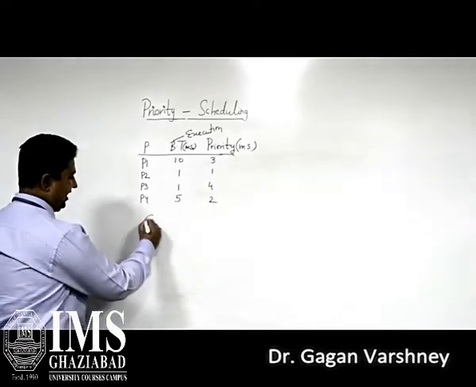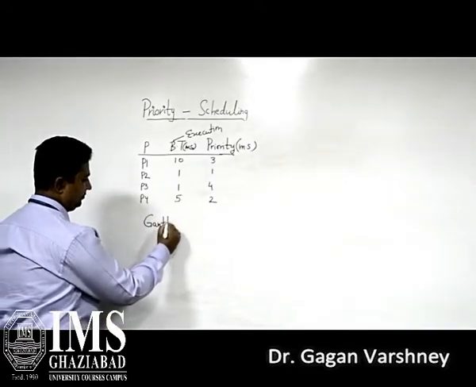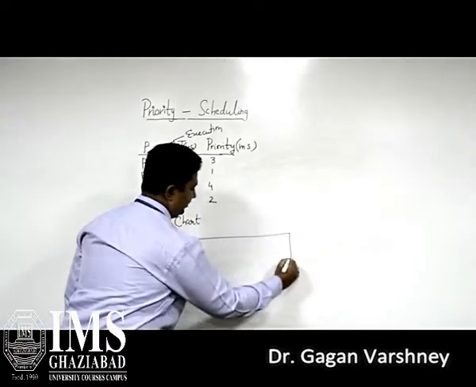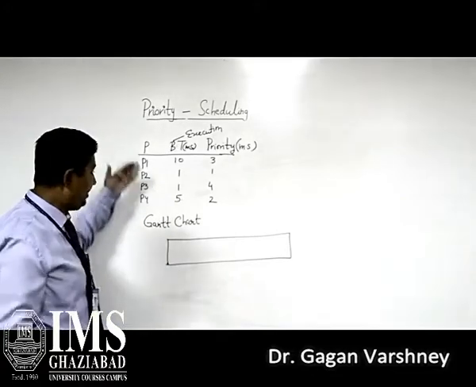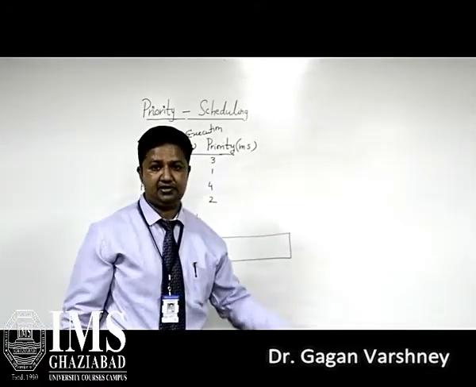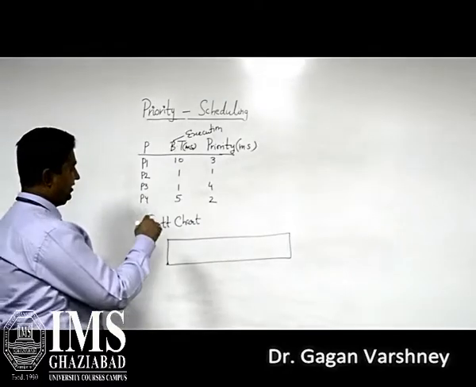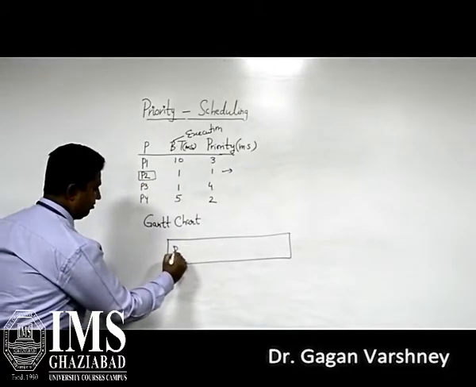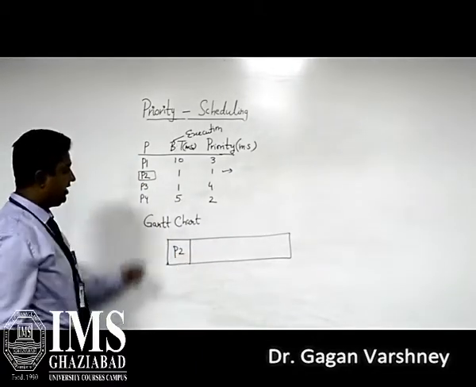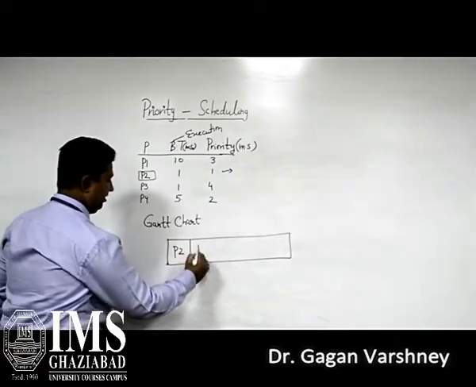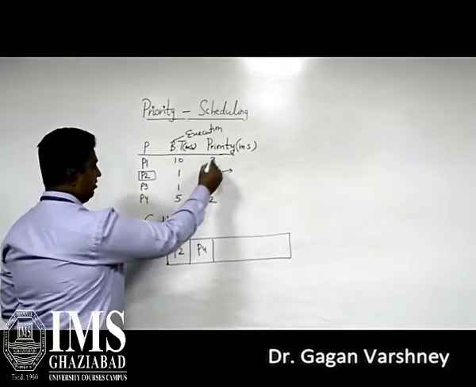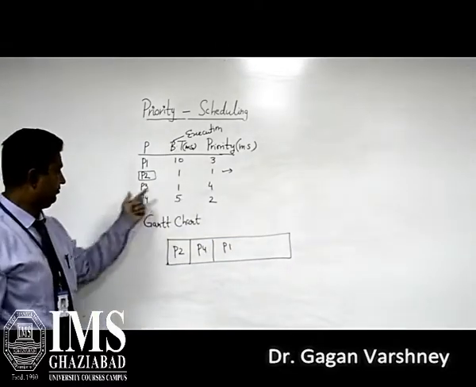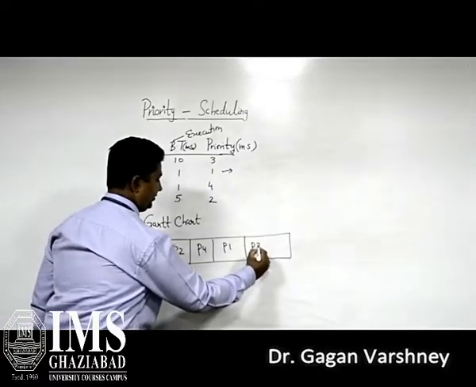We will represent it with the help of a Gantt chart. In this chart what do we have? We have a rectangular box having processes in it. And how many processes do we have? We have 4 processes. So the first priority is for process P2, so this will be allocated first. Then the second priority is process P4, which will be allocated second. Then the third priority is process P1, which will be allocated third. And finally, process P3 will be allocated.